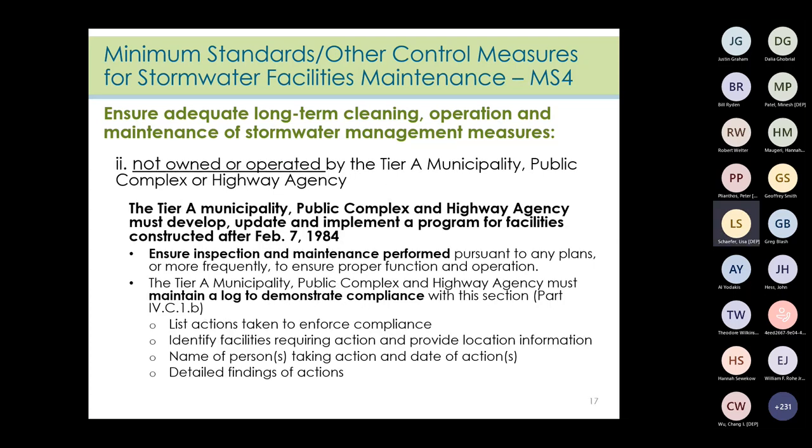The second group consists of those facilities not owned or operated by the municipality. So examples of this could include a retail complex or even a housing development. The permit requirements are found in Part 4, Section C, for facilities not owned or operated by the permittee.